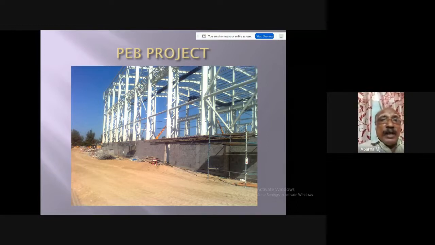So it will be erected in such a way, all of them will have some numbers, and most of the columns and rafters will have the same size, and it will be numbered, which belongs to which grid. So we will see that number, and according to the number, we will erect them. So the columns will be erected first, then the connecting rafter members.